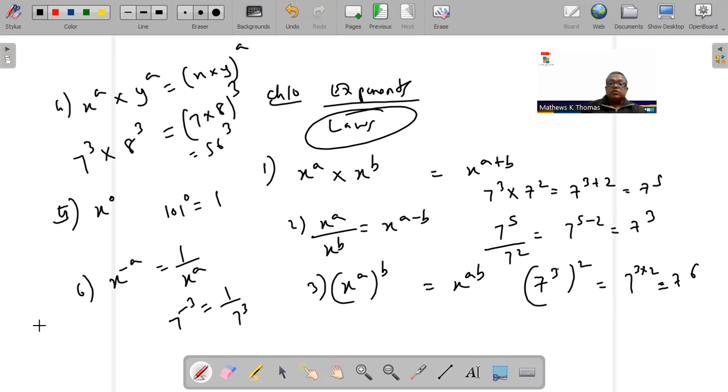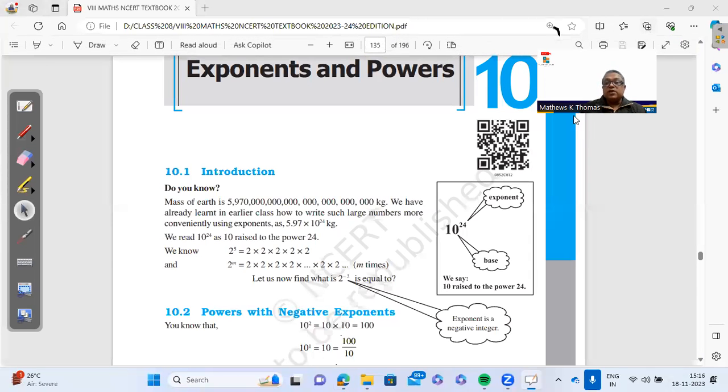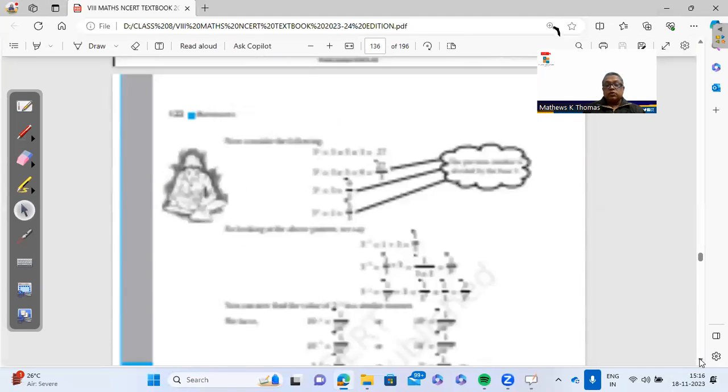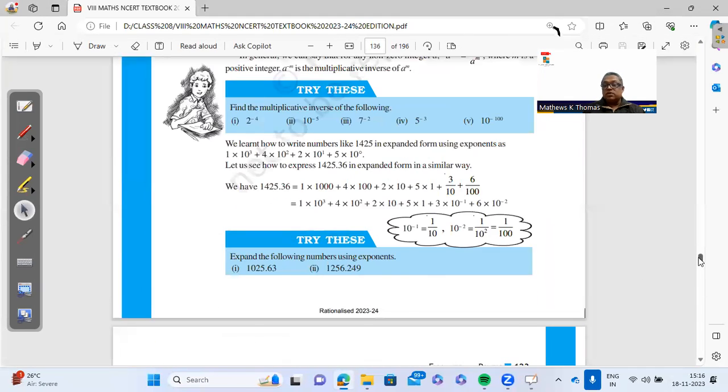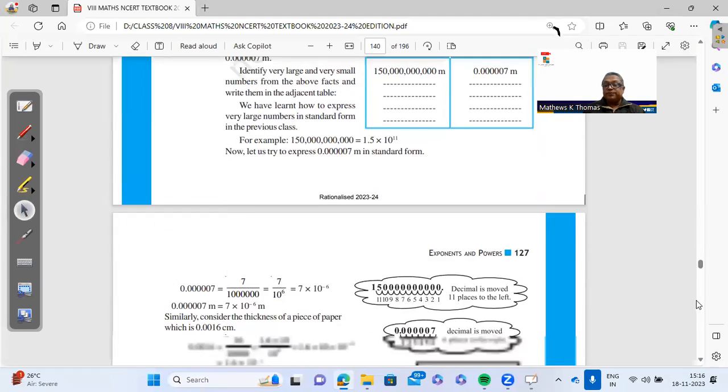So these are the laws of exponents. First one here. Second, division. Third, two powers. Fourth, base is different but powers are same. Fifth, any number to the power 0. And here negative power can be made positive by taking reciprocals. So this is laws of exponents, chapter number 10. So all the questions that you are doing here, you will have to use these laws of exponents.